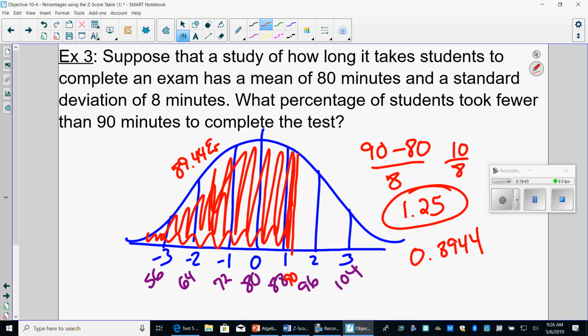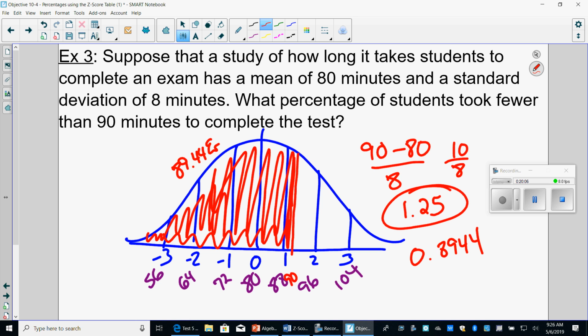Yes, because why? What does the table give you? You're less than. So that's what you want. Okay? Be careful. I keep asking you that because eventually they are going to ask you what the greater than is. And if it's greater than, then what would you do with 89%? Take it from 100. Okay?